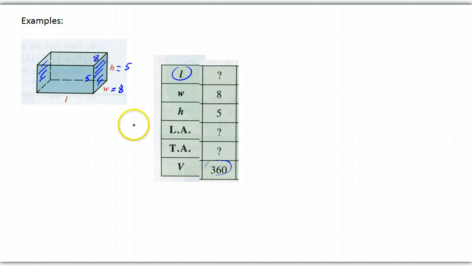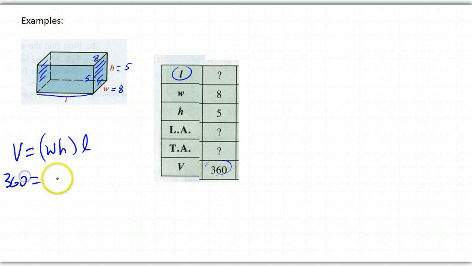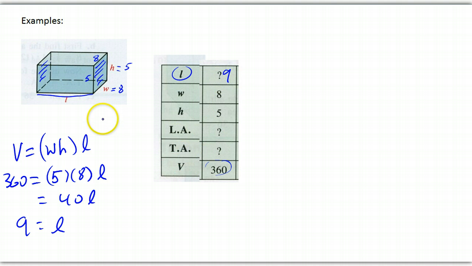So let's find L. Well, the volume is going to be the area of the base. That's going to be width times height times L. And so that's going to be 360 equals 5 times 8 times L, which is 40L. So 360 divided by 40 is 9. Okay, now we have enough information to get our lateral area.